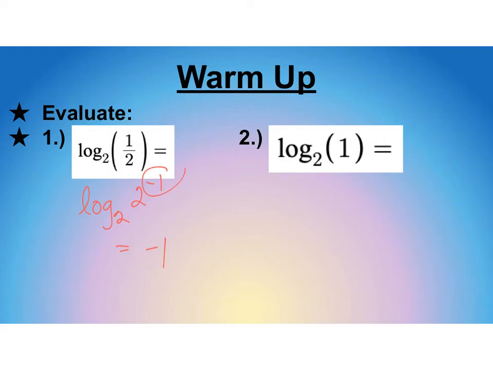And number 2, we have log base 2 of 1. So if I think of this as x and I rewrite it with exponent form, 2 to the x equals 1. The only way I'm going to get 1 is if x is 0. So a few ways of thinking about logs.